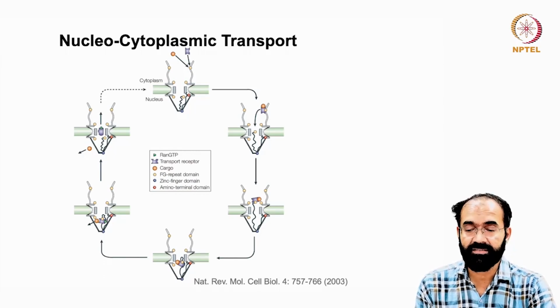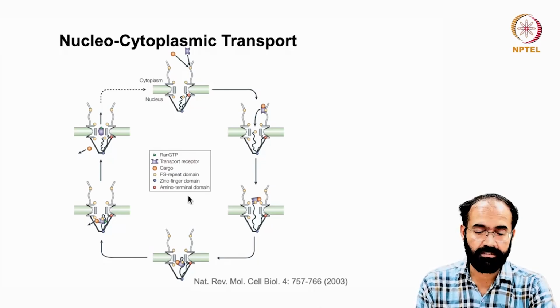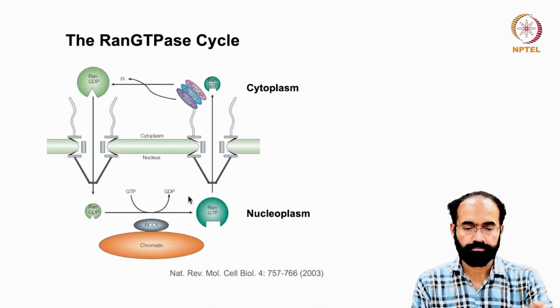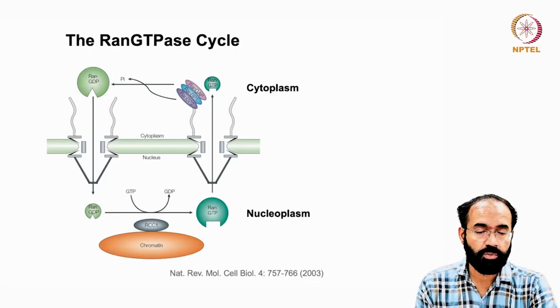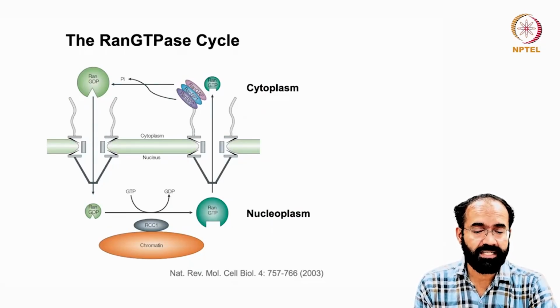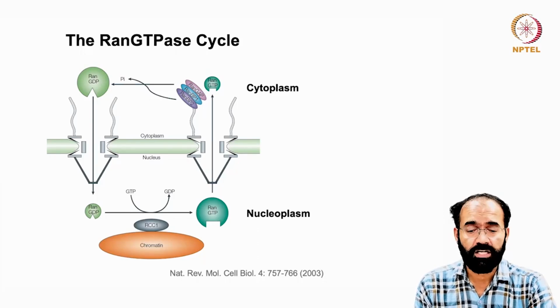And in the next slide we can see a little bit more clearly how the RAN cycle functions. So this is the cytoplasmic side, this is the nucleus side. So the entire thing is the nucleus, and we call it the nucleoplasm. And what is outside the nucleus, we call the cytoplasm. Now let us see how the cycle is happening.